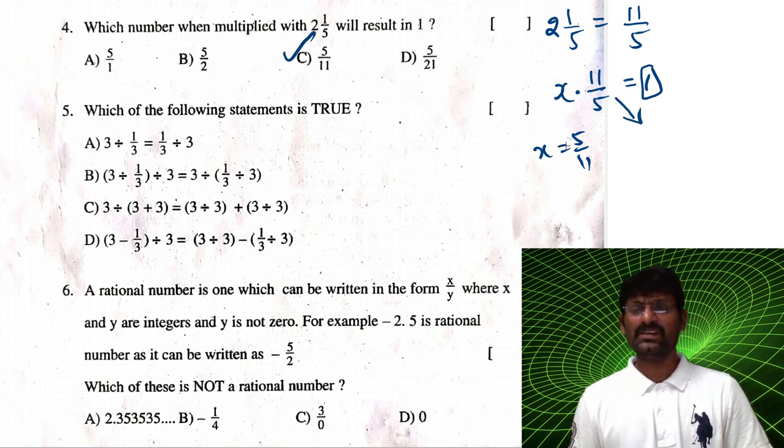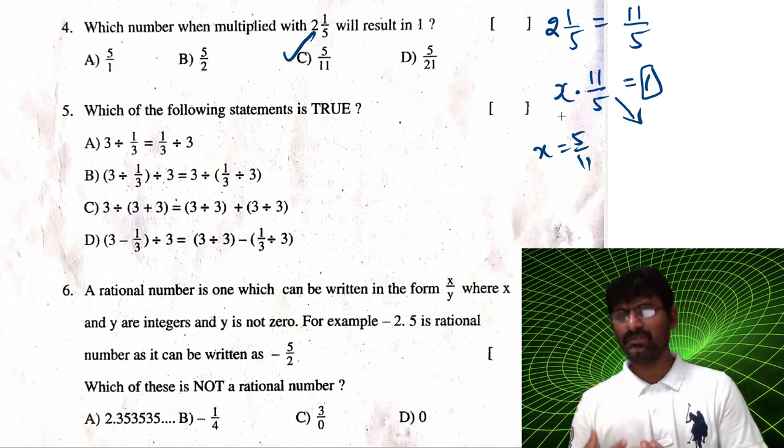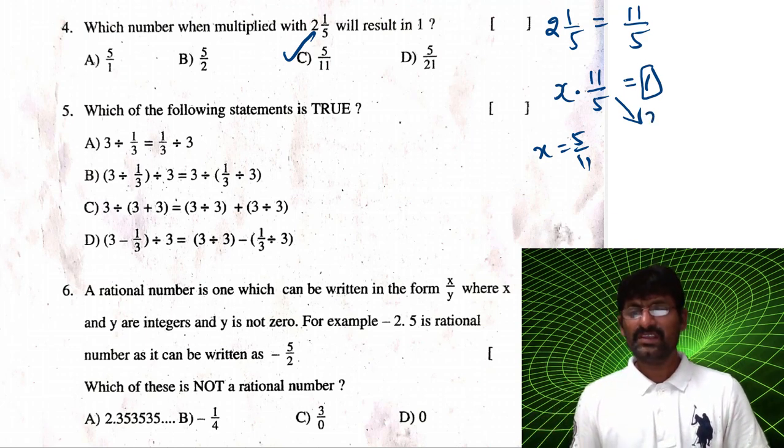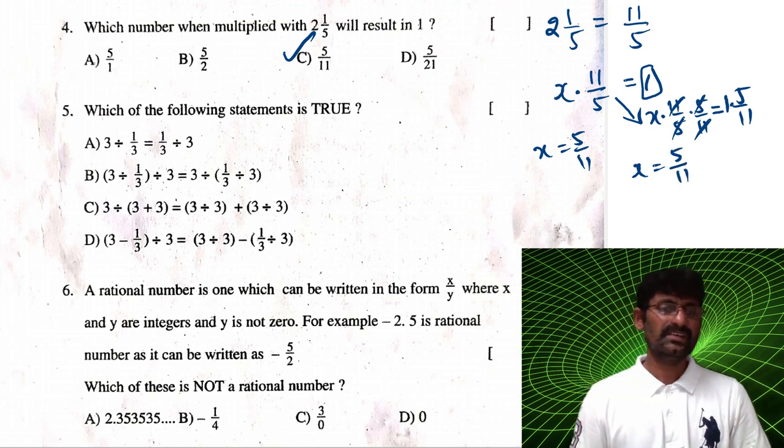Or from this one, x times 11 by 5 equals 1. To get the value of x, multiply both sides with 5 by 11, which is the reciprocal of 11 by 5. So x times 11 by 5 times 5 by 11 equals 1 times 5 by 11. 11 gets cancelled, 5 gets cancelled. So x equals 1 times 5 by 11, that is 5 by 11. So 5 by 11 is the correct option.